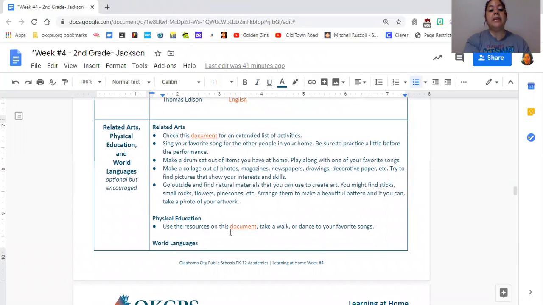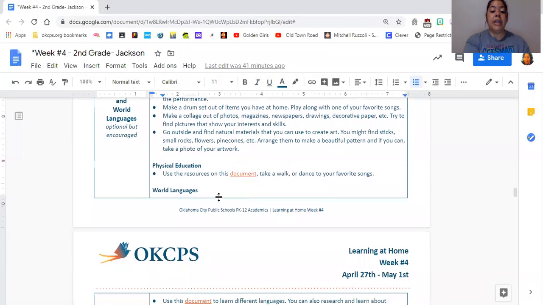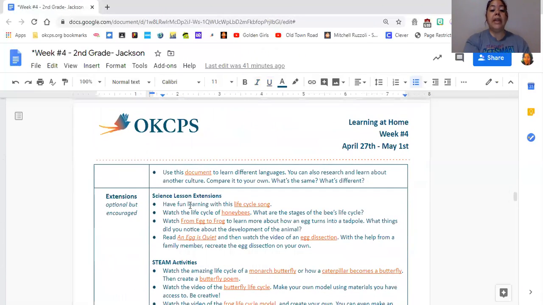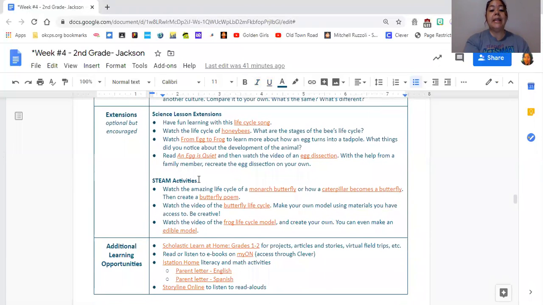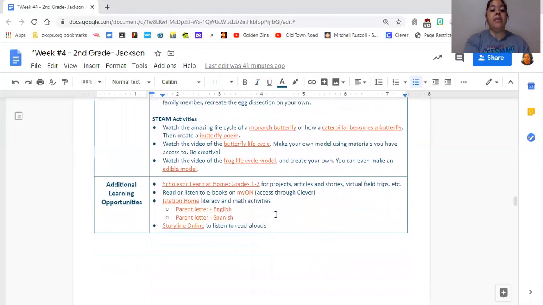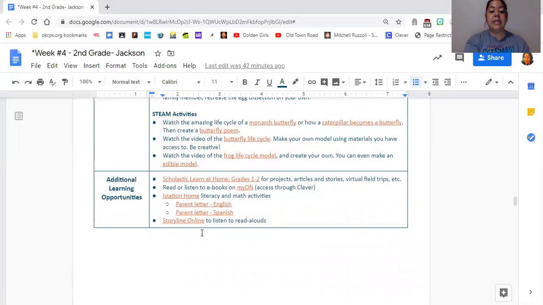As always, there are related arts activities, physical education activities, world language activities, science extension lessons, and STEAM activities that will still go along with the life cycle of animals and insects. And then there are more learning opportunities here.